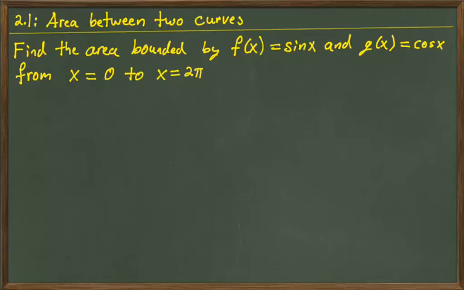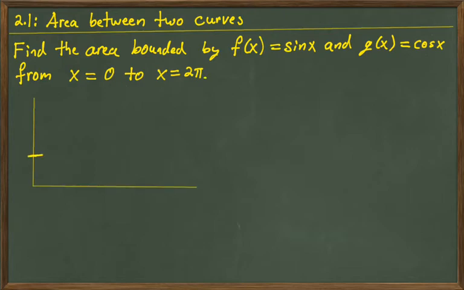Okay, this video is going to be the part 2 for section 2.1, which is the area between two curves. So what they want us to do here is find the area bounded by the functions f of x equals the sine of x and g of x equals the cosine of x from x equals 0 to x equals 2 pi. Again, it's important to draw a rough sketch of what's going on.